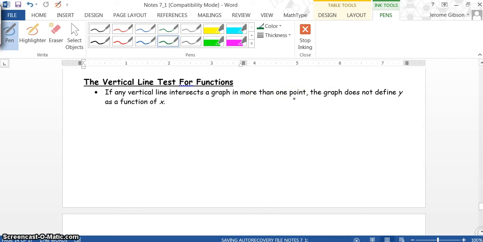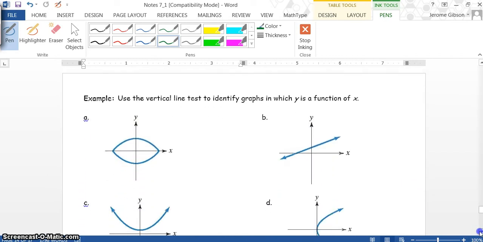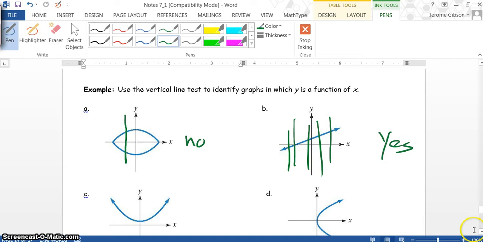Now we need to scroll down to the next page. And it says, example, use the vertical line test to identify graphs in which y is a function of x. Now we know here we draw a vertical line. This is no. Draw a vertical line anywhere on this graph. You notice it only hits it once. So this is yes.